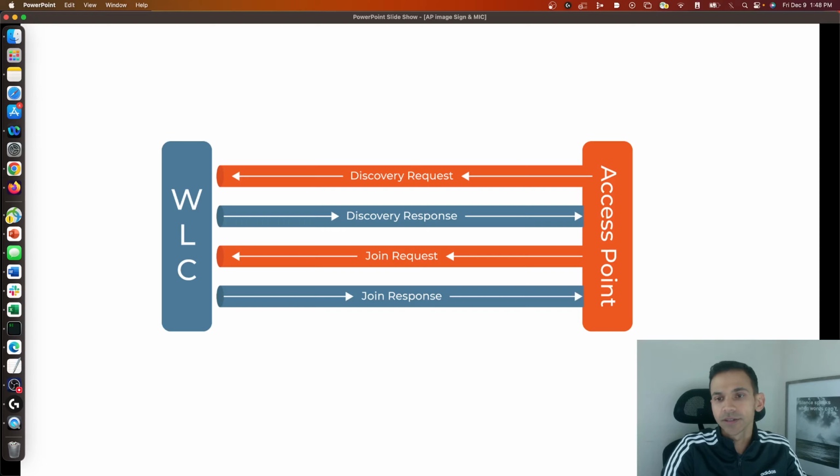Today we are going to talk about AP image signing certificate issues that are happening with IOS APs, like 3700 and 2700. Before going there, let's talk about what happens.